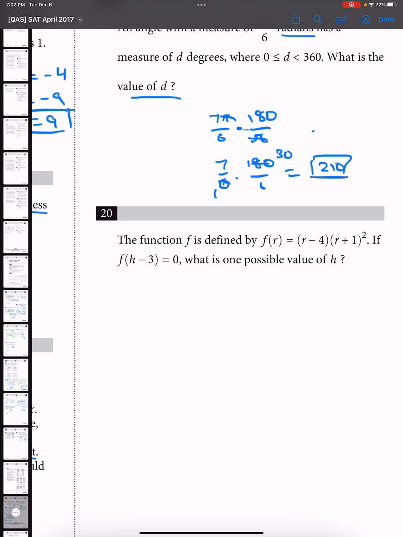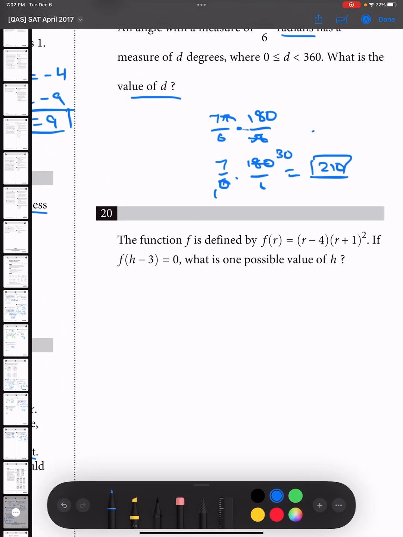Last question. The function f is defined by f of r equal to (r minus 4)(r plus 1) squared. If f of h minus 3 is equal to 0, what is one possible value of h? So I see that for r, our values are either positive 4 or negative 1. And then I see for h, our value is 3.